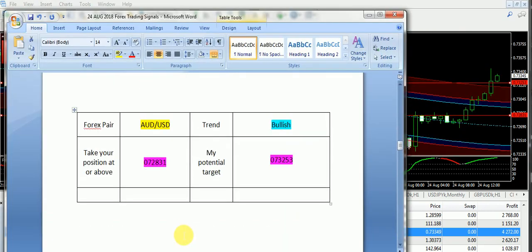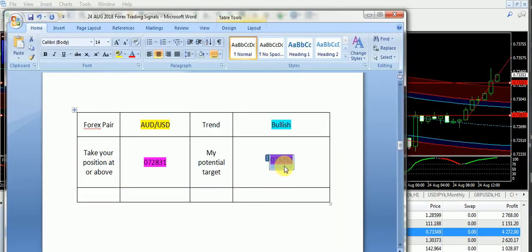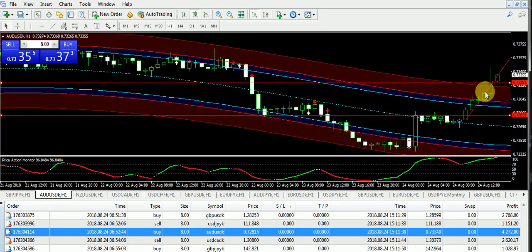Okay, now let's talk about the bullish trend that is seen today on AUDUSD. 0.72831 was the bullish entry, and the target price was 0.73253. And guys, you can see that right from the entry we have seen a significant upward trend, and the market has already touched the target price 0.73253. So those subscribers who have taken the buy positions on AUDUSD, they must have caught the massive profit.